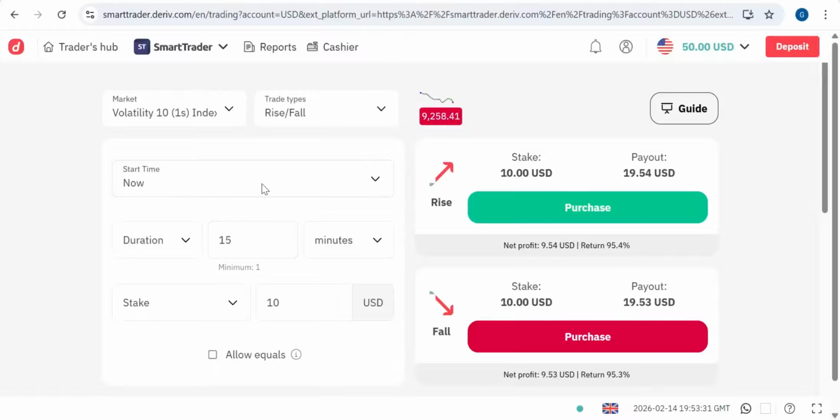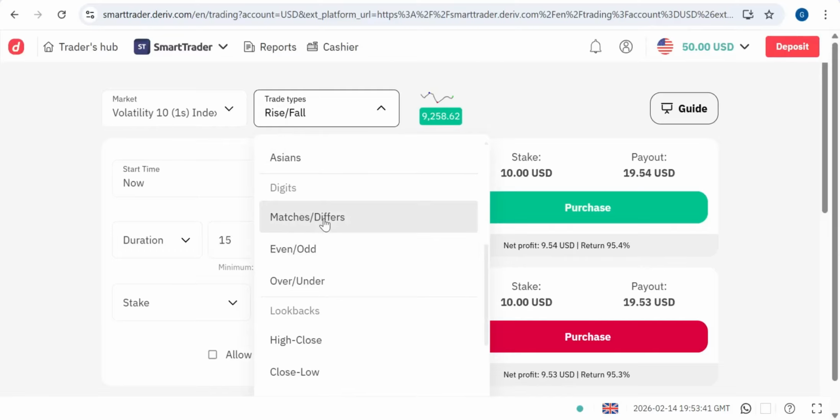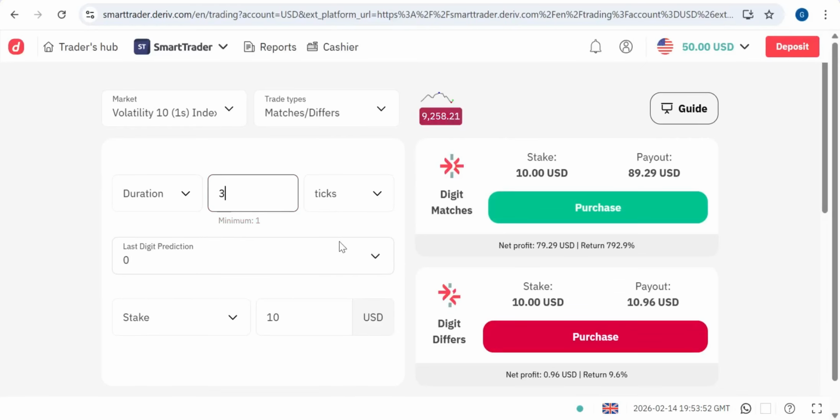So what happens here is that you're going to come on trade type, and you're going to scroll down and come to matches and differs, and you're going to click there, and you're going to change this to 3. But let me explain now this to you. If you can see here, if at all you put a $10, you're going to gain about $89, which is about 792% profit, which sometimes is nearly impossible.